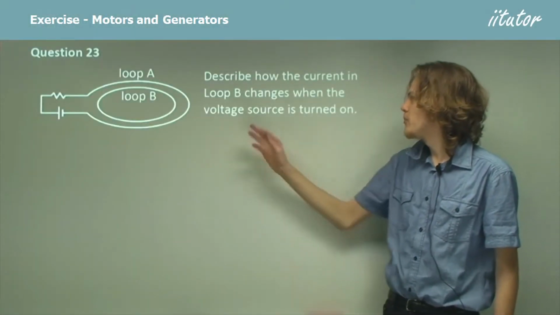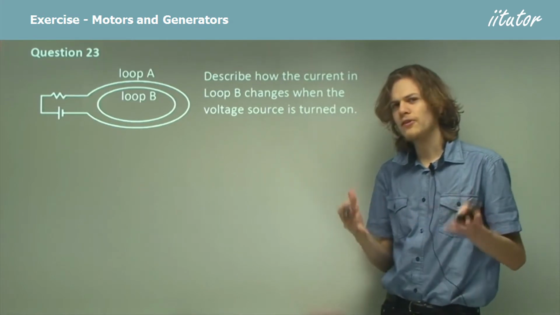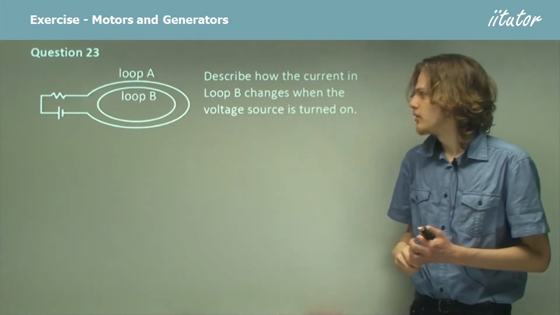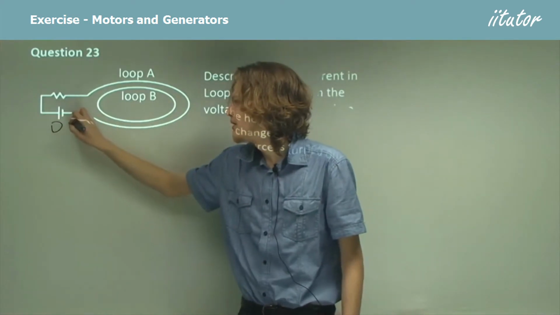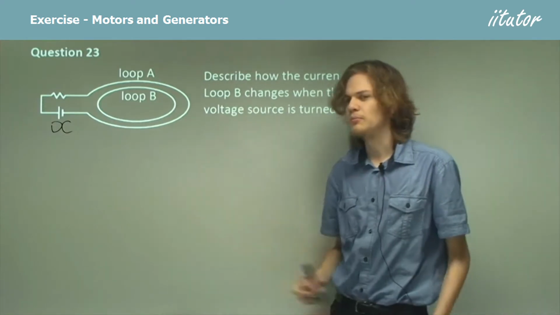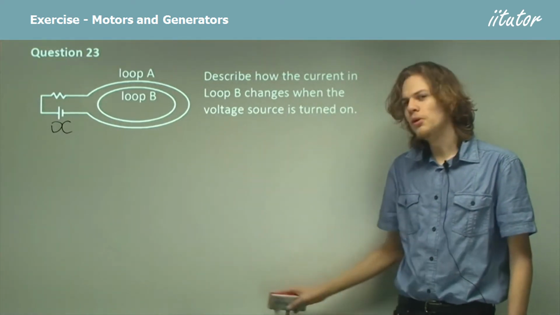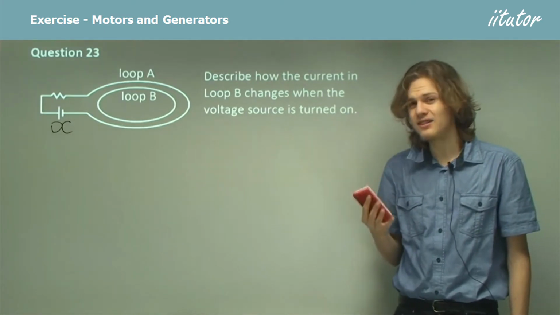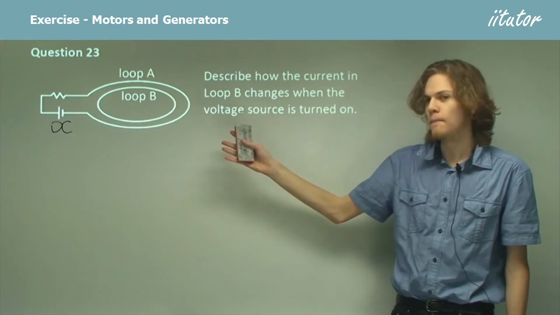Describe how current in loop B changes when the voltage source is turned on. So this is just a very, very simple transformer. We have here a DC power supply, which will make things a little bit interesting, and just two simple circuits. Now normally when we think about transformers, we think about AC current. So what will happen when the voltage source is turned on here?